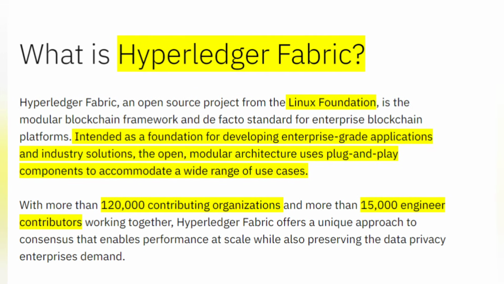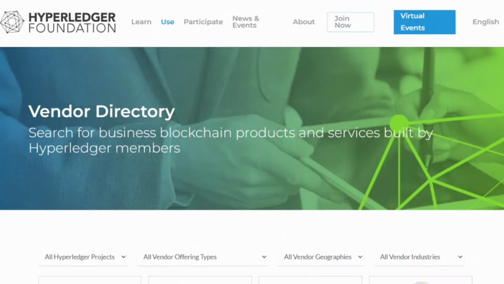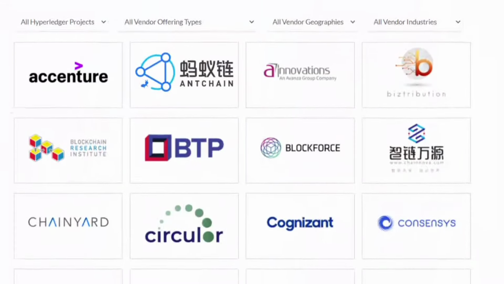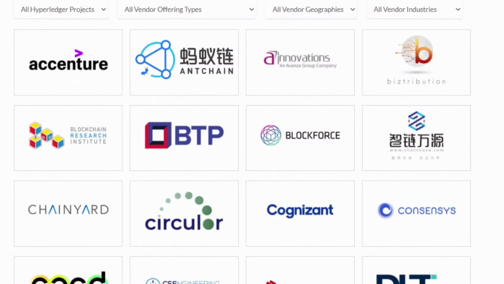Hyperledger Fabric is an open source project from the Linux Foundation. It is described as a benchmark modular framework and de facto standard for enterprise blockchain platforms. To understand the scale of Hyperledger, we have to look at its vendor and member organizations. First name I want you to notice is Accenture. It will appear several more times.